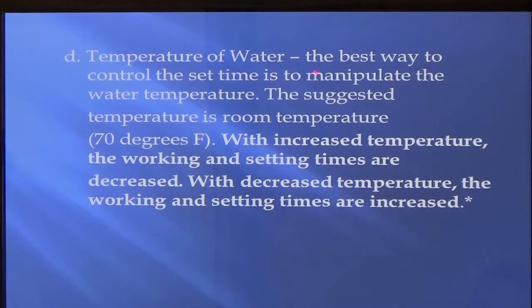Here we go. Temperature of water. The best way to control the set time is to manipulate the water temperature. The suggested temperature is room temperature. With increased temperature, if you make it hotter, it sets quicker, so the setting time is decreased. With decreased temperature, so you make it colder, the working time is increased. Okay? So if it's taking too long for it to set, add a little bit of warmer water next time. If it's setting up too quick, make sure your water is a little bit cooler. But I think with the regular set, it should be plenty of time.